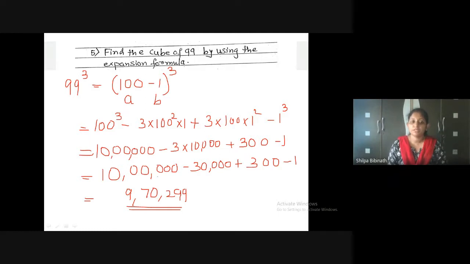We have found out with the help of expansion formulae. How? 100 minus 1 will give you 99. So 100 minus 1 the whole cube. So using the expansion formula a minus b the whole cube, you will get the answer.